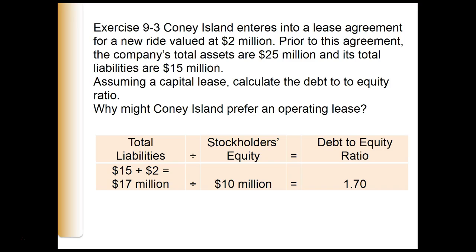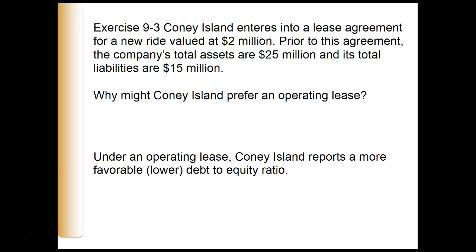Now, assuming a capital lease, calculate the debt to equity ratio. So, we need to increase the liabilities to $17 million, and our stockholders' equity stays the same at $10 million. Do you see here our $17 million divided by $10 million is equal to a 1.7 debt to equity? It looks worse than using the operating lease. Why might Coney Island prefer an operating lease? Because it reports a more favorable debt to equity ratio, which is really significant when you're comparing one company to another company.